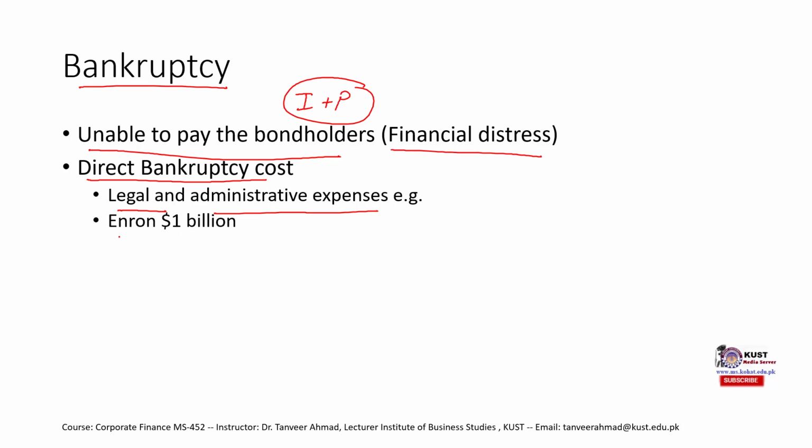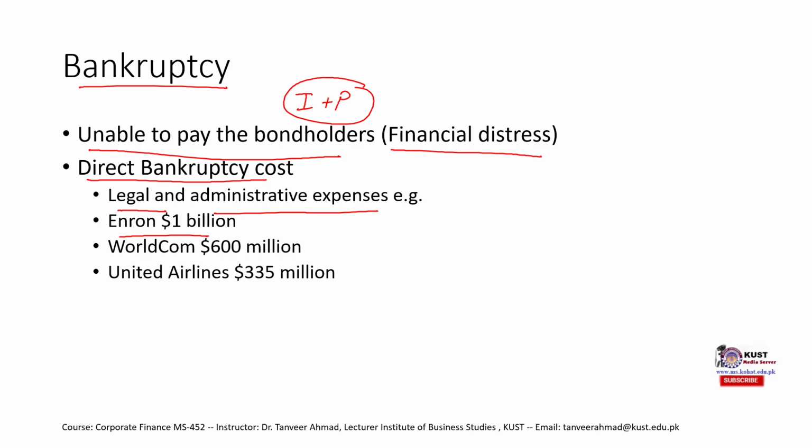For example, when Enron went bankrupt, it incurred a direct bankruptcy cost of $1 billion. Similarly, when WorldCom went bankrupt, it incurred a total cost of $600 million, and the same goes for United Airlines.